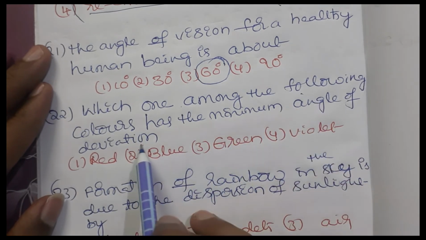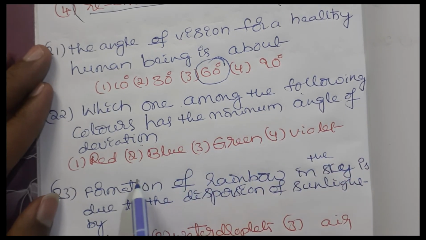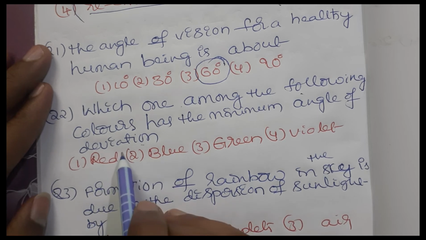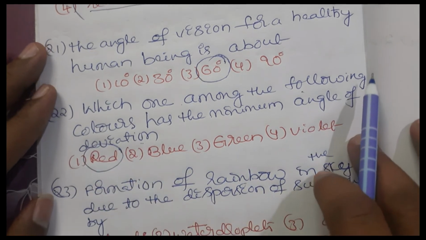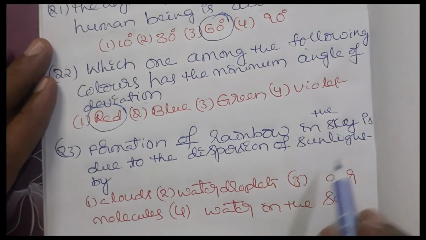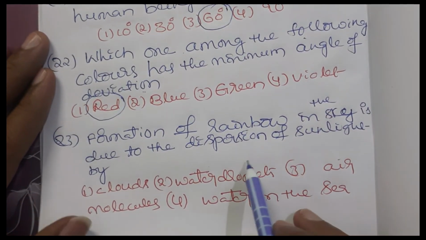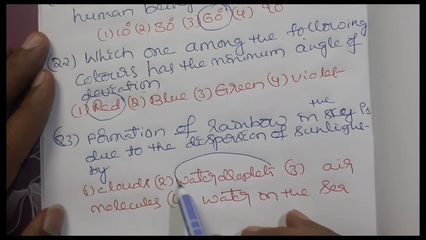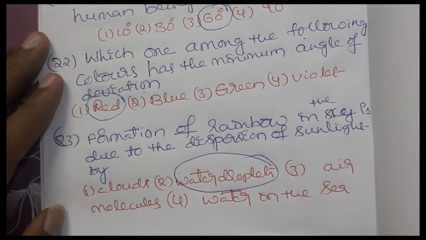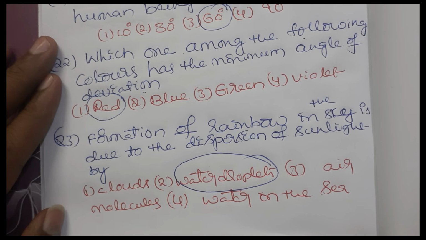Which one among the following colors has a minimum angle of deviation? The minimum angle of deviation is for red, students. The maximum angle of deviation is for violet. Formation of a rainbow in the sky is due to dispersion of sunlight by water droplets, students. Generally rainwater droplets, but here only water droplets are given.